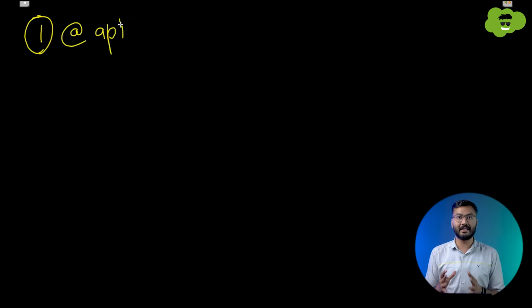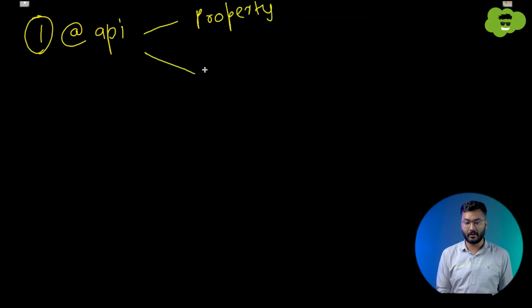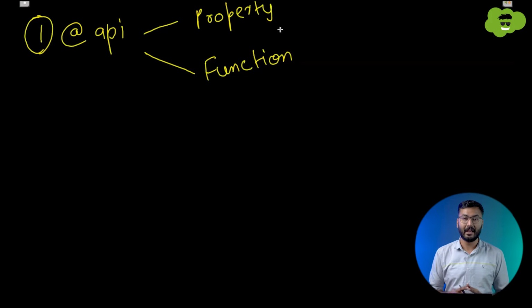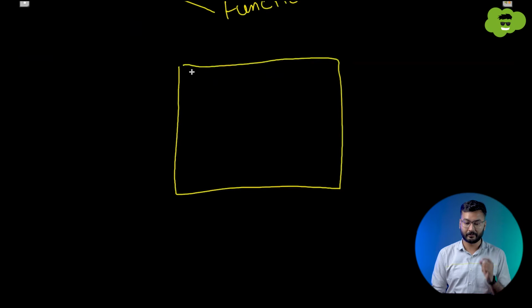So first, let's start with the first one, that is @API. @API is a decorator which makes properties or functions, you can also say methods, public. The @API decorator is used to make these properties and functions publicly available between components. For example, if we have a component and inside that we have another component.